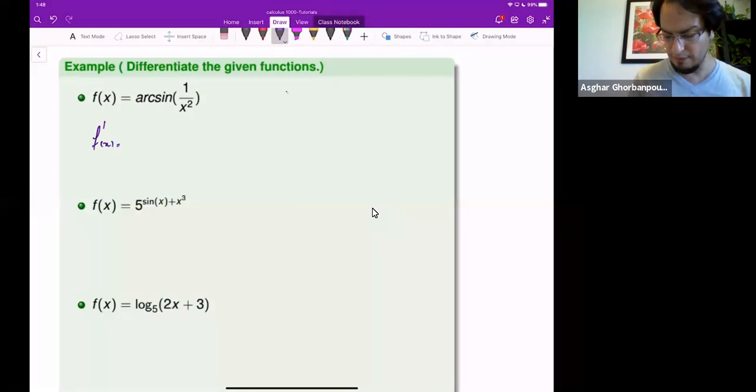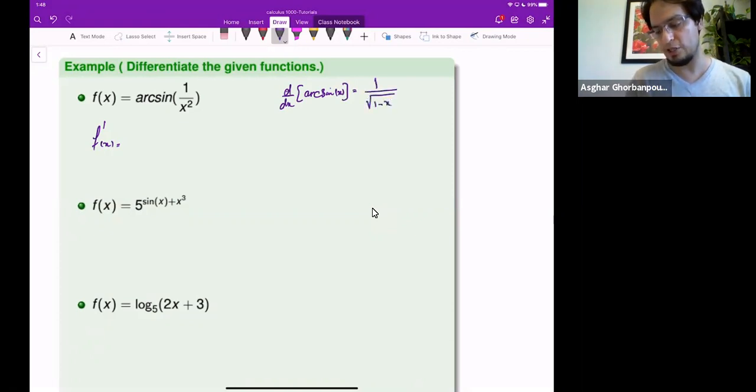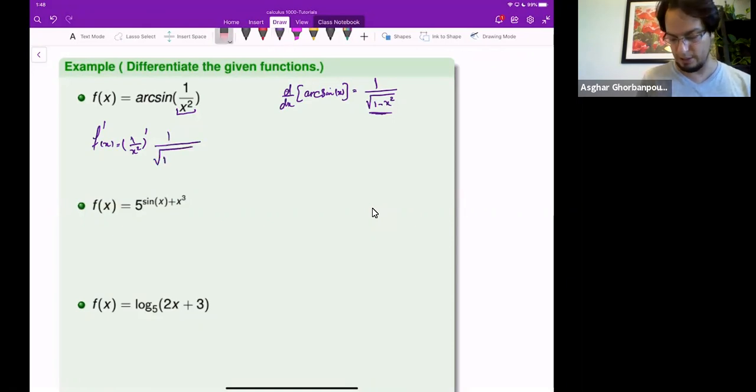And it's a good review here to see what is the derivative of arc sine x. The derivative is 1 over root 1 minus x squared. That's just for arc sine. And then when you apply the chain rule, you first differentiate the inner function, then the outer function, which is arc sine, and it has this derivative. But wherever you see x, you have to plug in 1 over x squared.